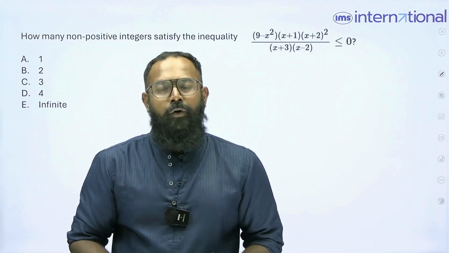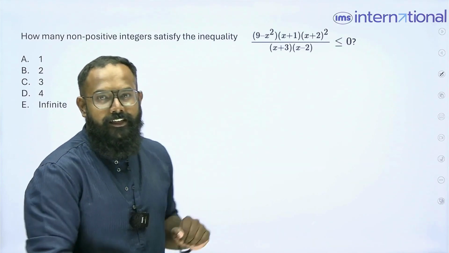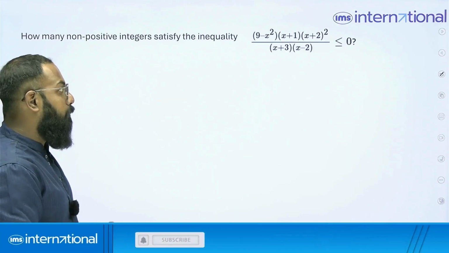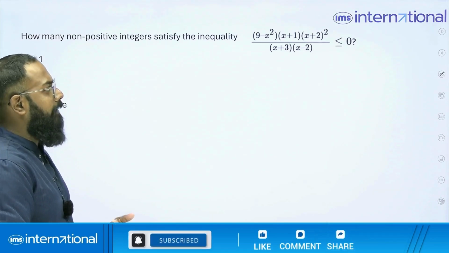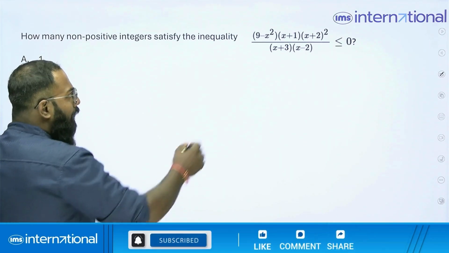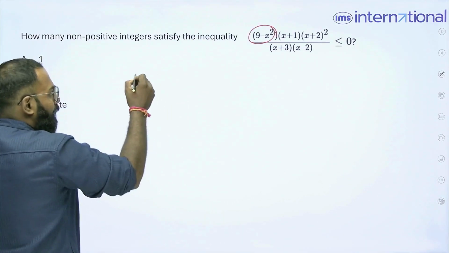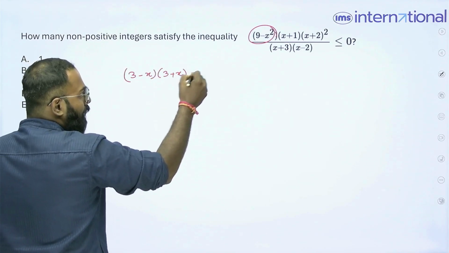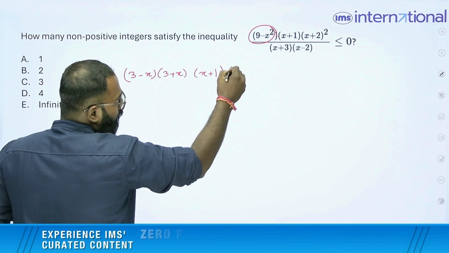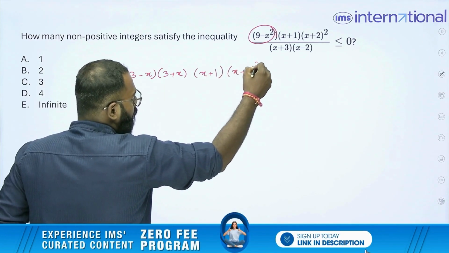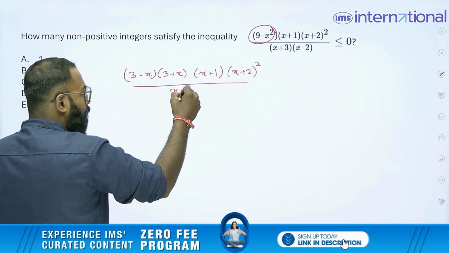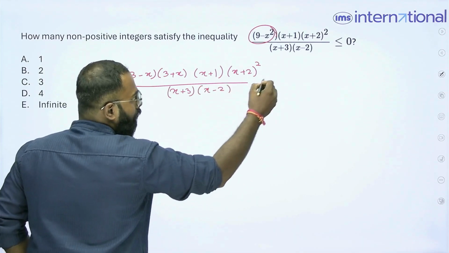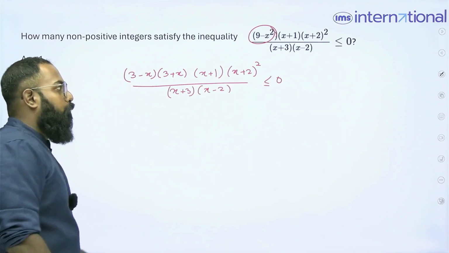Now let's apply whatever we just studied in the last section in this inequality. So it is 9 minus x square times x plus 1 times x plus 2 raised to the power 2, and in the denominator we have x plus 3 and x minus 2. Now 9 minus x square can further be written as 3 minus x and 3 plus x, and then I have x plus 1 and x plus 2 raised to the power 2, and in the denominator I have x plus 3 and x minus 2. This should be less than or equal to 0.